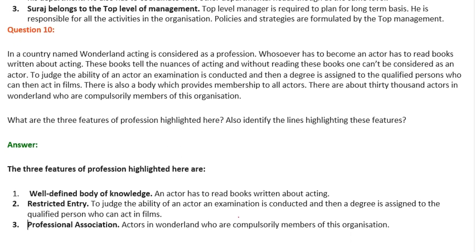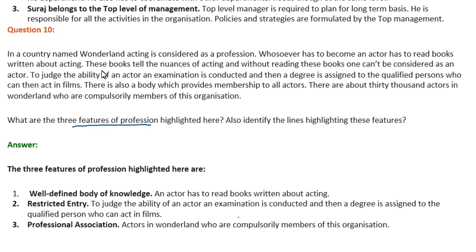In the country named Wonderland, acting is considered as a profession. Whosoever has to become an actor has to read books written about acting. These books tell the nuances of acting, and without reading these books one cannot be considered an actor. To judge the ability of an actor, an examination is conducted and then the degree is assigned to the qualified person who can then act in films. There is also a body which provides membership to all the actors. There are about 30,000 actors in Wonderland who are compulsorily members of this organization. What are the 3 features of profession we can see?